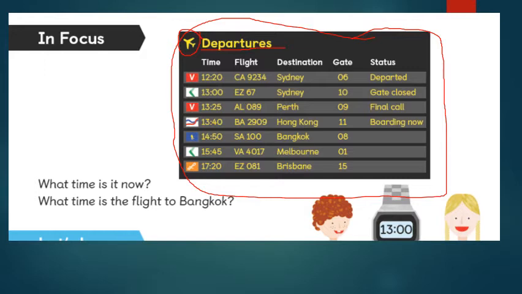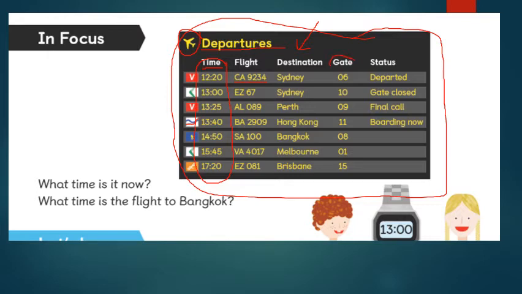So you can see we've got the time here, which we're going to have a little look at shortly. So these tell you the times that the flight takes off, because that's what departure means. If you depart from somewhere, you leave from somewhere. So the times that they take off. This is the flight number. You don't need to worry too much about that. The destination is where the plane is going to land.